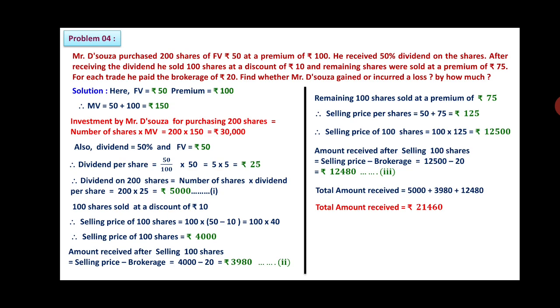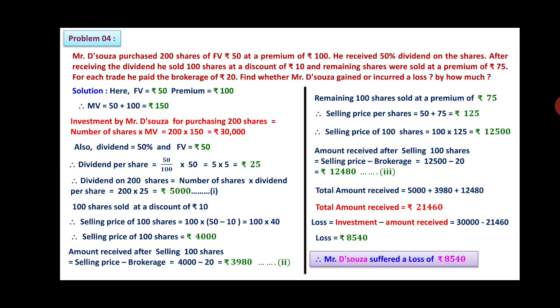Friends, this is also shown in red color. Previously I told there is one red color, here is one red color. Investment minus received will give the loss, because investment is more, 30,000, and the amount received is 21,460. 30,000 is more than 21,460, therefore a loss occurred. So loss is equal to investment minus amount received, 30,000 minus 21,460, therefore the loss will be 8,540. So here Mr. D'Souza suffered a loss of rupees 8,540.